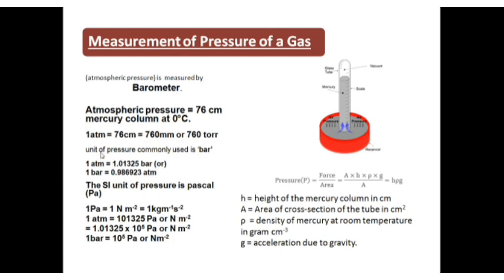A unit of pressure commonly used nowadays is also called bar, and bar and atmosphere are related by 1 atmosphere equal to 1.01325 bar, or 1 bar equal to 0.986923 atmosphere. The SI unit of pressure is the pascal, and 1 pascal is nothing else but 1 Newton per meter square, or equal to 1 kg m^-1 s^-2. So all these units are very important and are interrelated with each other. This is the measurement of the pressure of the gas.